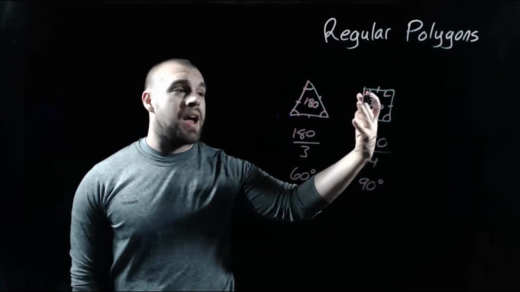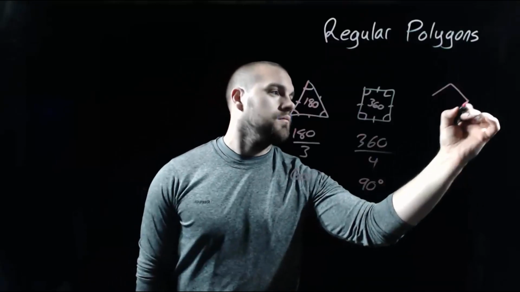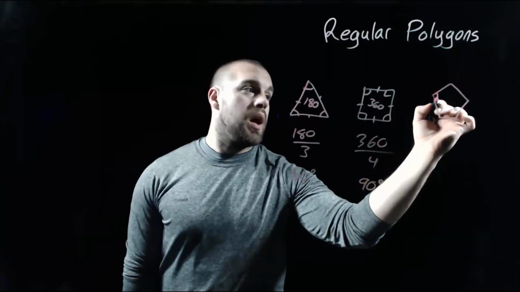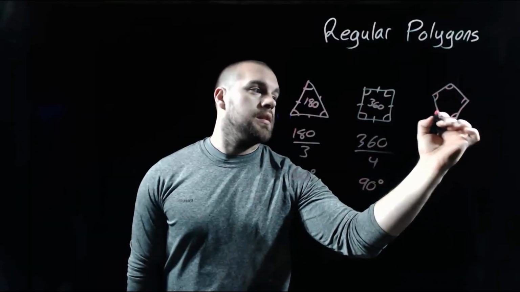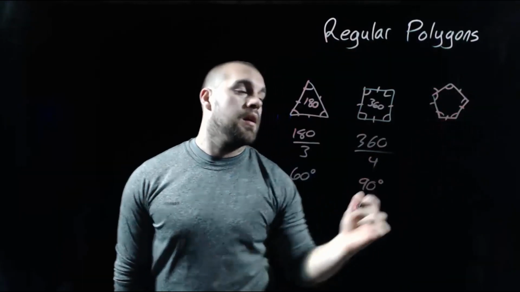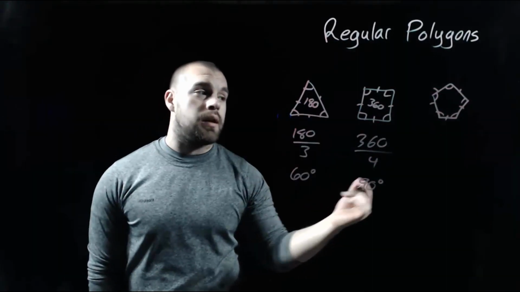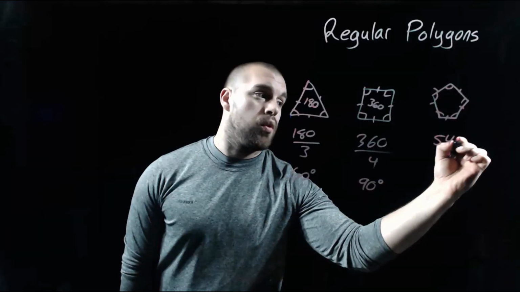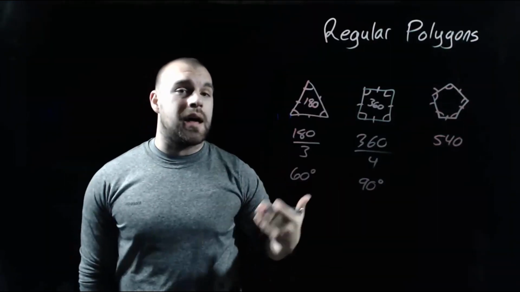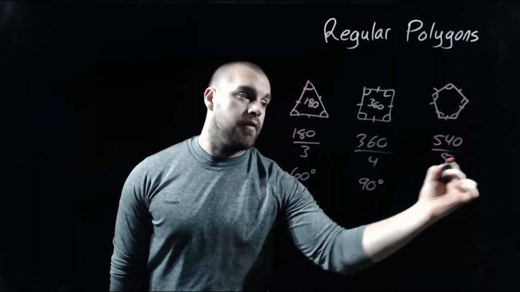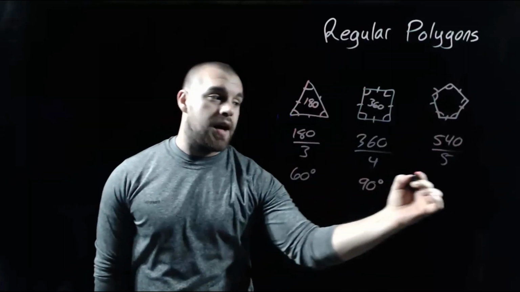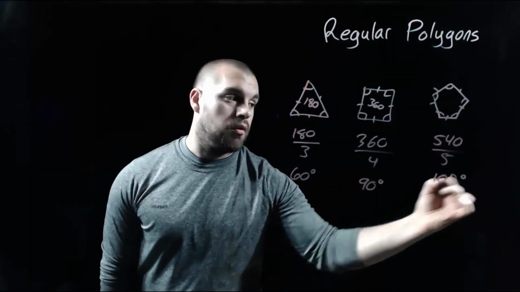So if we continue this pattern onto a pentagon, if we want to have congruent angles inside of this regular pentagon, then we're going to take the sum of the interior angles, which ends up being 540 degrees, and we have to divide it by the number of angles. So we're going to divide it by 5. So if we take 540 divided by 5, we end up with 108 degrees.